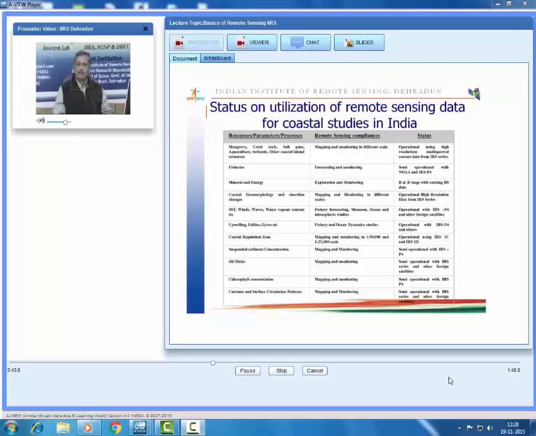We can find out upwelling places, gyres and eddies. They are very important also. They are the places where chances of getting fish are more. So we get to know about them from the IRS P4 Ocean Colour Monitor, Oceansat-1, Oceansat-2. Those sensors will give you information on the chlorophyll, as well as it can show you the places for the upwelling, eddies and the gyres.